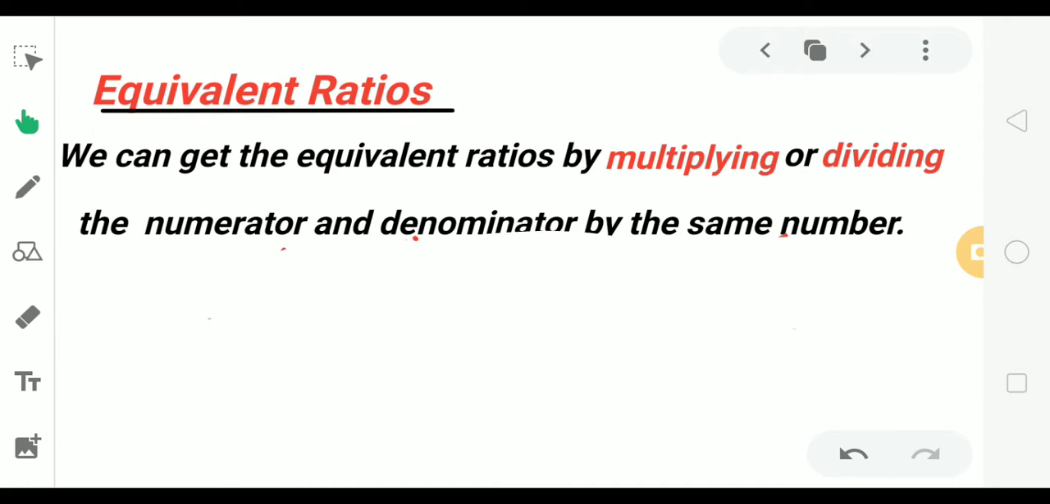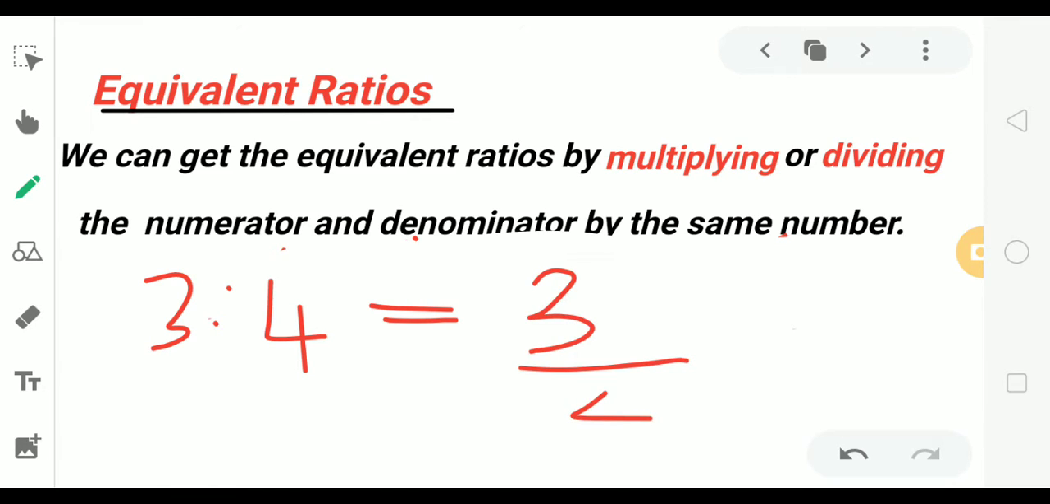Let's begin the class. We will begin with a new topic, equivalent ratios. We can get equivalent ratios by multiplying or dividing the numerator and denominator by the same number. We learned how to express a ratio in the previous class. For example, 3:4 is a ratio. A ratio can otherwise be written in fractional form as 3/4. Here, the first term in the ratio becomes the numerator. The second term in a ratio becomes the denominator of the fraction.